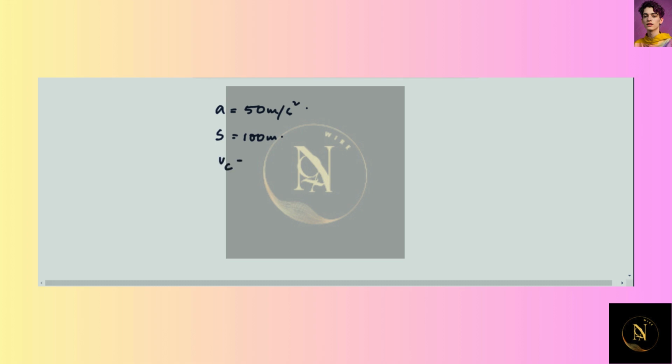Given the constant acceleration is 50 meter per second square, distance s is 100 meters, velocity of the carrier is 30 knots, that is 30 into 1.852 into 1000 upon 3600 meter per second, that will be 15.43 meter per second.